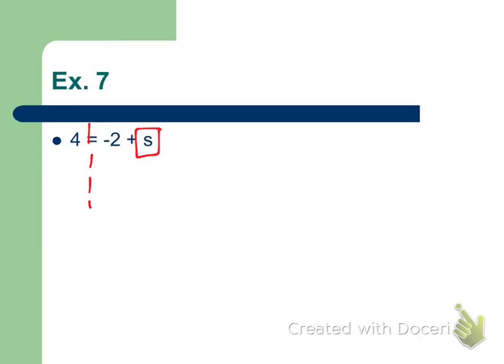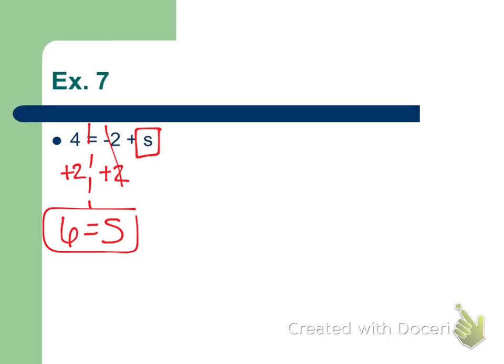Very good. So once we get it set up, we add 2 to undo the minus 2, those 0 out, and we end up with 6 equals S. Or if you rewrote it as S equals 6, that would be correct as well.